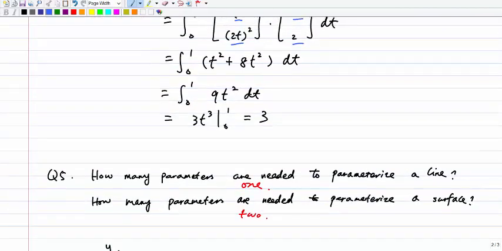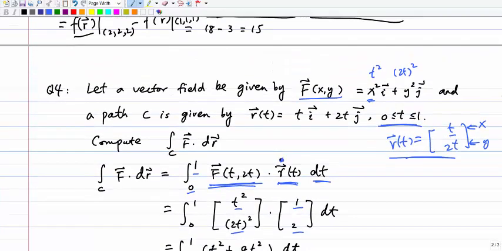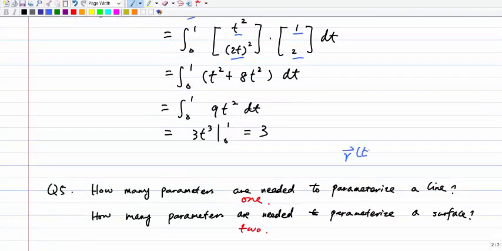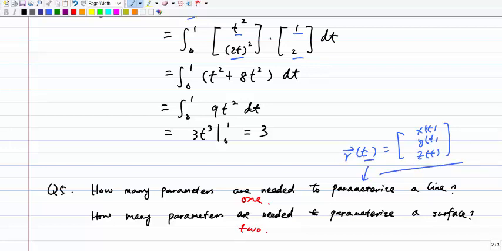Question number 5 says, how many parameters are needed to parameterize a line? Basically, a line, as this example tells you, typically has x(t), y(t) and z(t). This will define a line. So typically you only have one parameter, t. That's one. So how many parameters are needed to parameterize a surface?